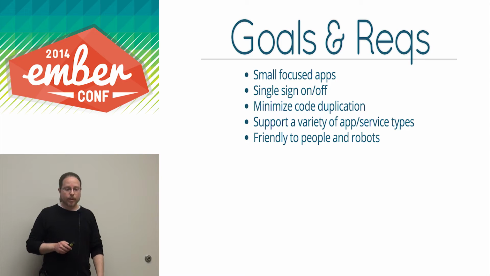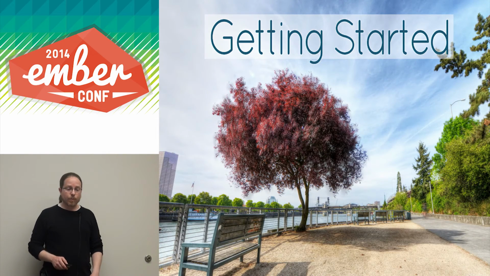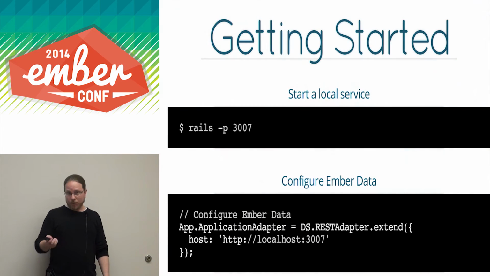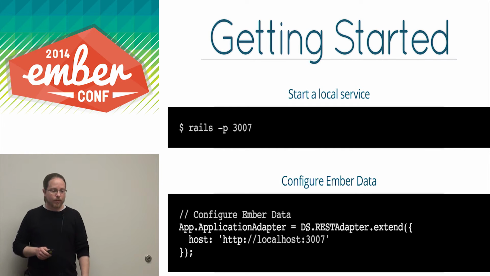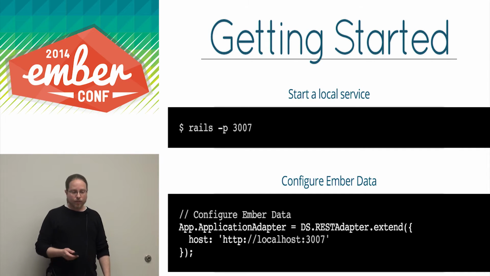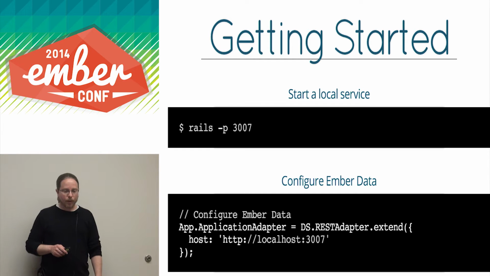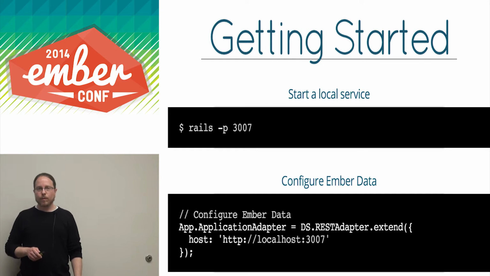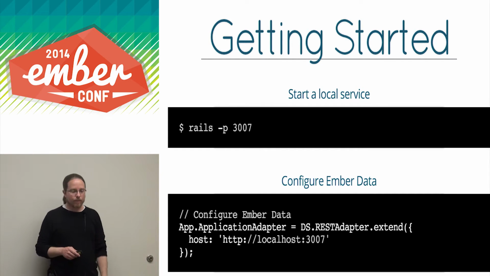So the first step is getting started. It's really pretty much a walk in the park. First thing you do is just start up a local service. In my case, I'm using Rails. I built a very simple Rails app that is just a JSON API. And then you configure Ember Data to know how to find that. So, just in your REST adapter, you're setting the host to be whatever the location of that service is.